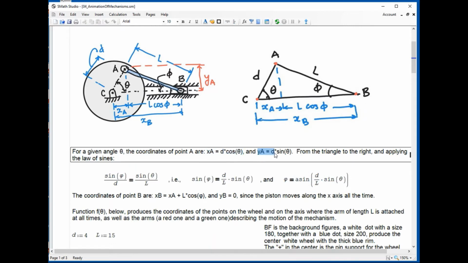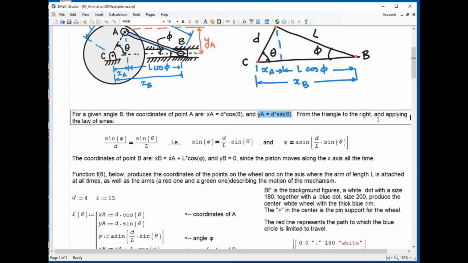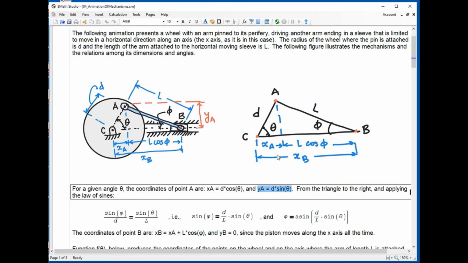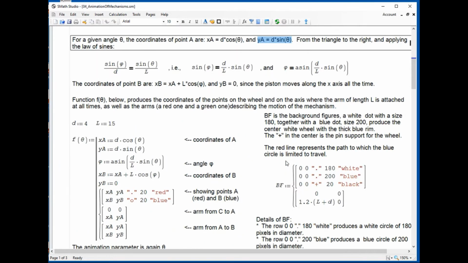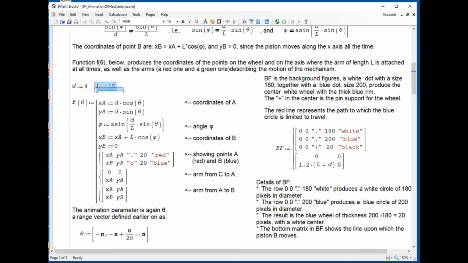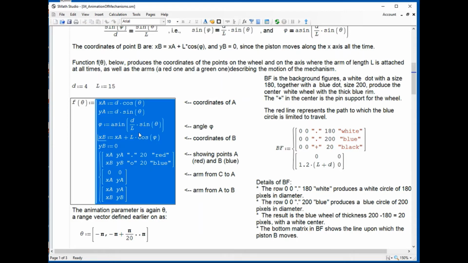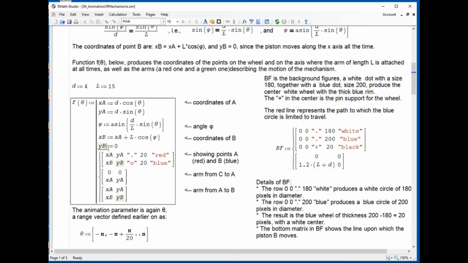And then we have our equation for XA and YA, the positions of point A. And as I mentioned, XB is XA plus L cosine phi, and YB is always equal to 0 because point B moves along the x-axis. So I have this definition of my distances, and I have a function f of theta that will calculate the position XA, YA, the angle phi, and the position XB, and then YB equal to 0.